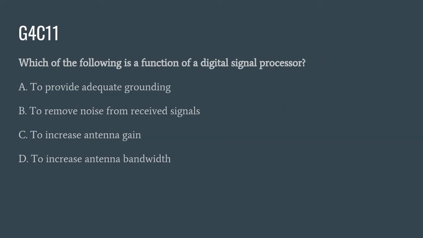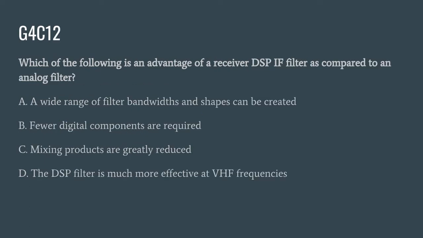G4C11. Which of the following is a function of a digital signal processor? A. To provide adequate grounding. B. To remove noise from received signals. C. To increase antenna gain. Or D. To increase antenna bandwidth. Correct answer is B. To remove noise from received signals.